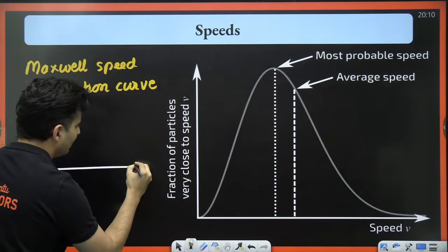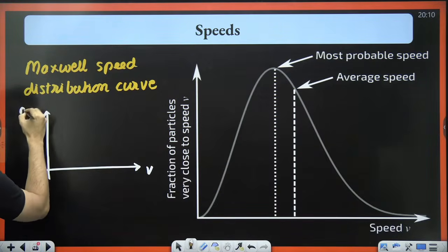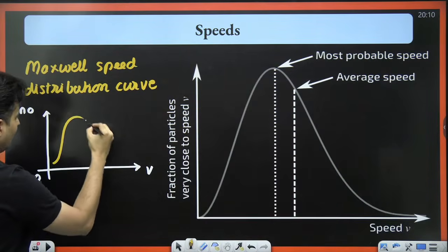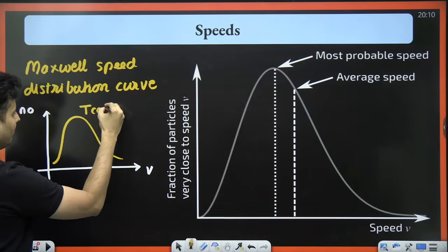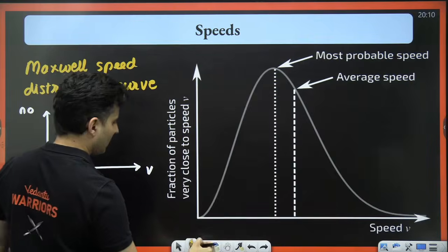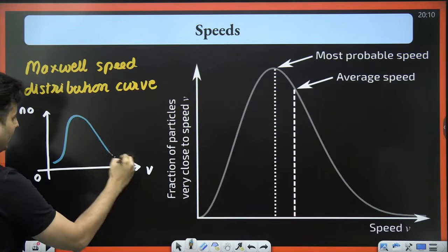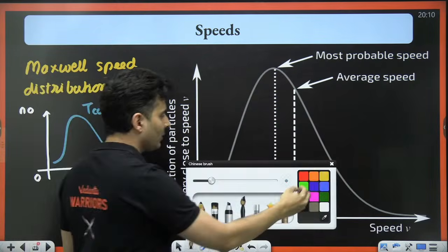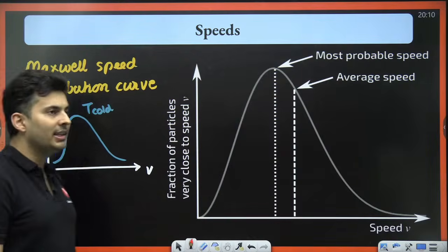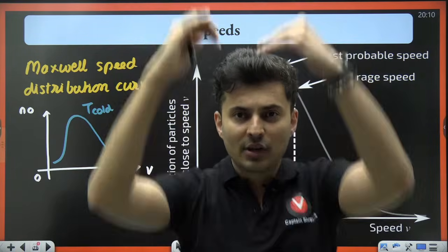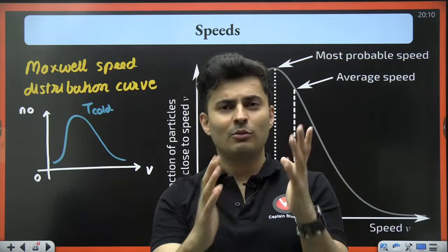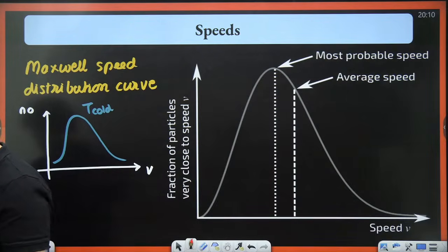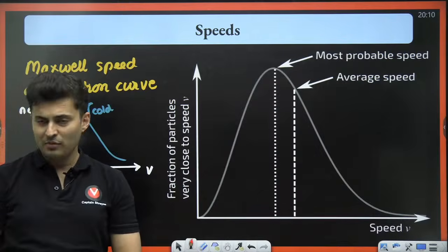if the Maxwell speed distribution curve, here is the number, okay, if at some temperature is like this, let's say this is your cold temperature, is low. If I heat it, what changes will you see in the graph? Will it go up? Will it go down? Will it shift right, left? What do you think will happen, my dear warriors? Yes, Maxwell speed distribution. Very good, Alam, Krishna. What do you think will happen?